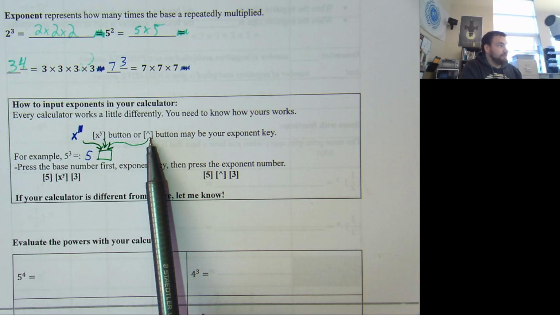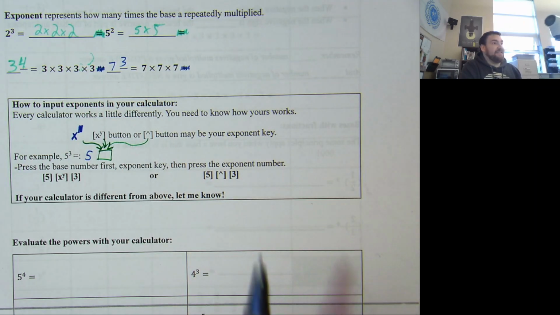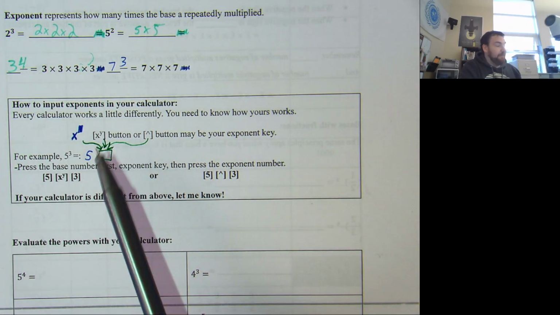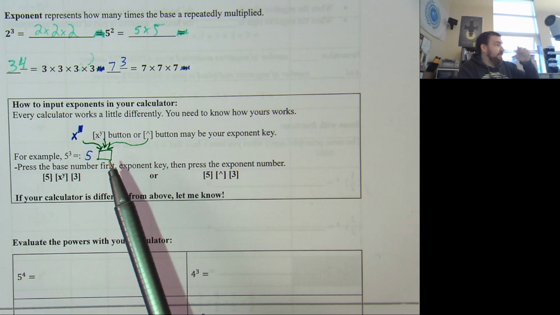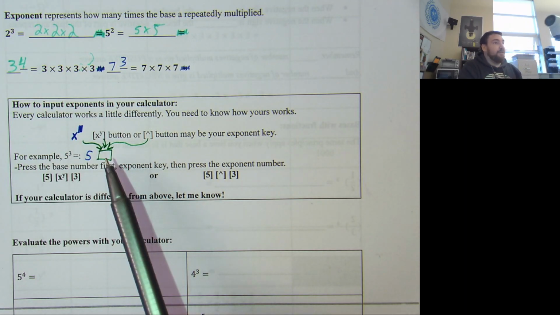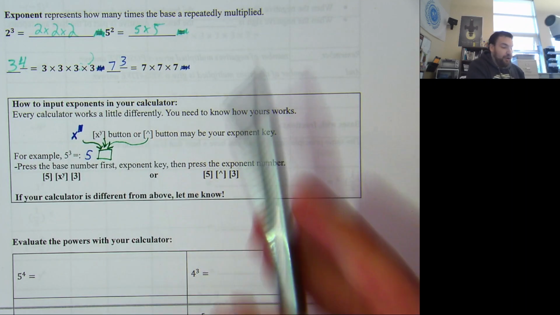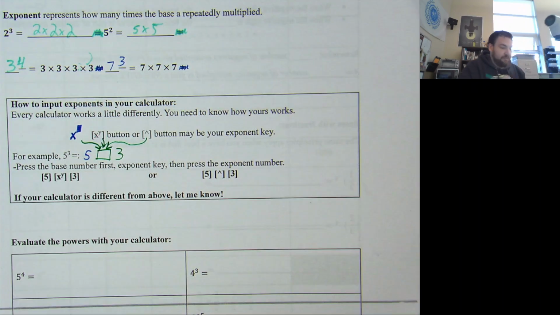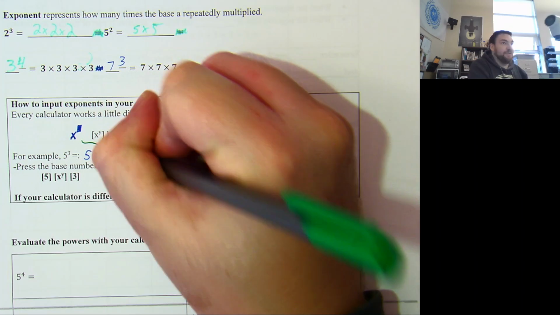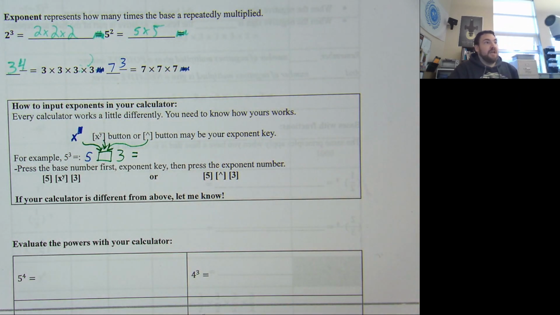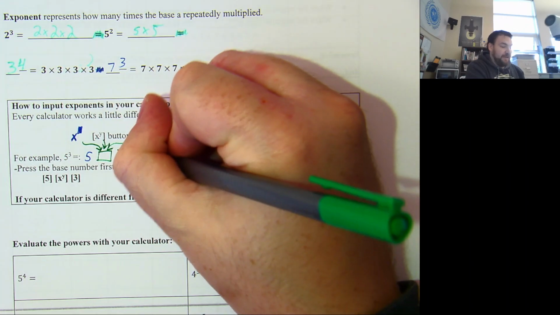You're going to push it, and then what happens next will change depending on the calculator you have. So you're playing with a Casio, so you have a little box that opened up next to the 5. Regardless of what happens next, you pushed your 5, you pushed the correct button, and then you're going to put a 3 there. And then I want you to hit the equals button. And all of you need to get 125.